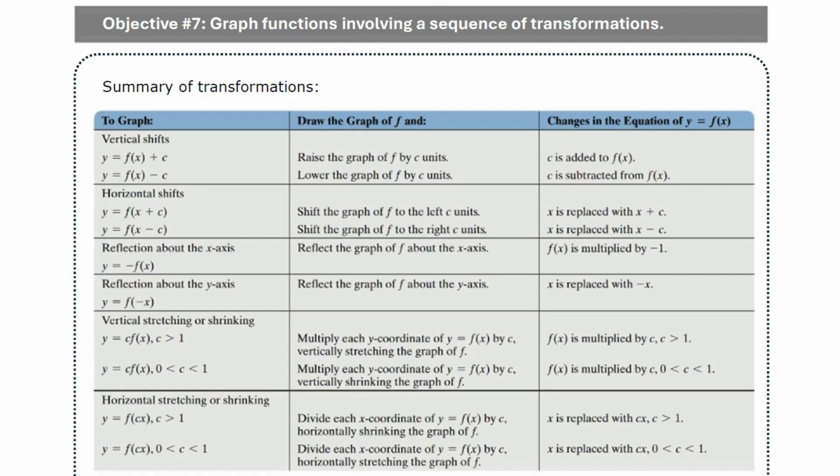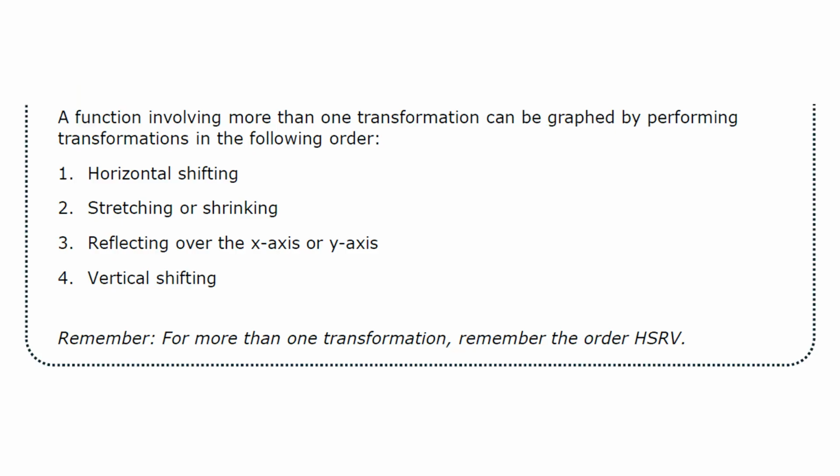Now, a function involving more than one transformation can be graphed by performing transformations in the following order. So you'll first start off with the horizontal shift, then you will stretch or shrink, then you will apply the reflecting over the x-axis or the y-axis, and then you would apply the vertical shifting. Remember, for more than one transformation, remember the order HSRV. Horizontal, stretch or shrink, reflect, vertical shift.